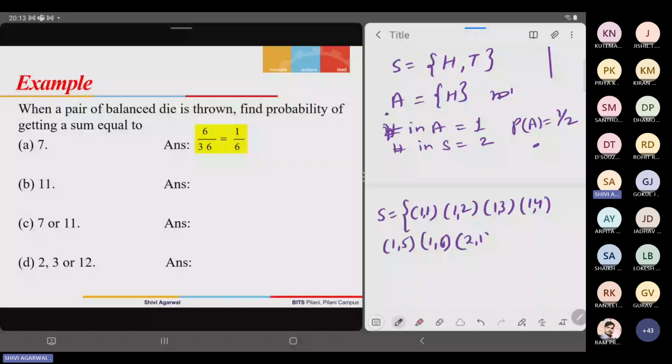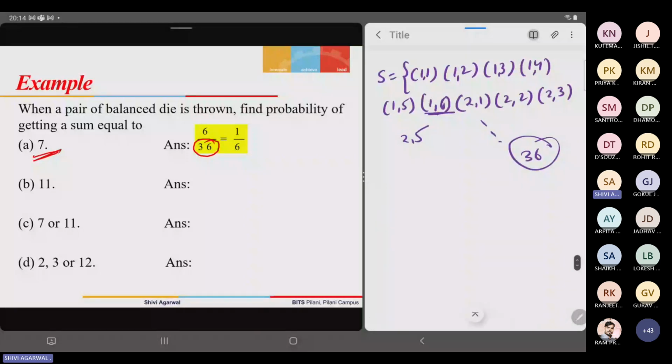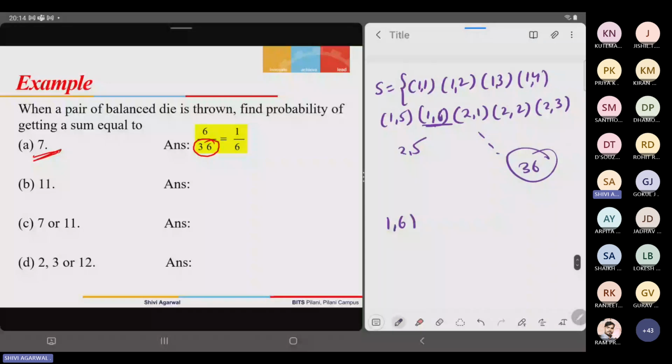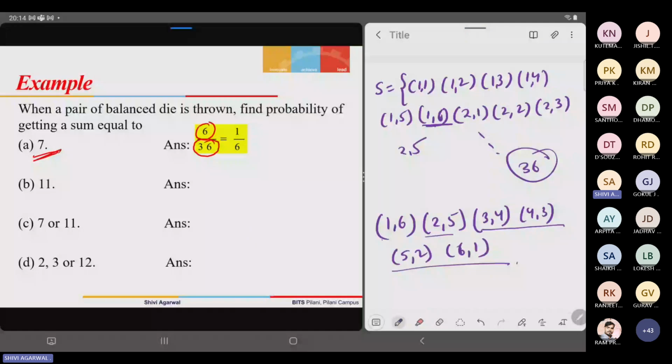Now how are we getting 7? The options are 1,6, 2,5, 3,4, 4,3, 5,2 and 6,1. So there are 6 options, 6 favorable cases, so 6 by 36. Now, got it? Similarly for 11, we get the answer 2 by 36.